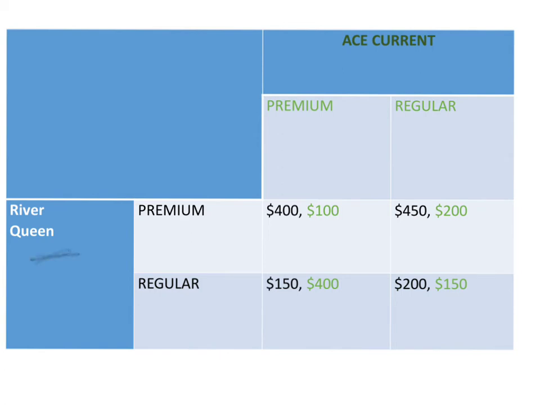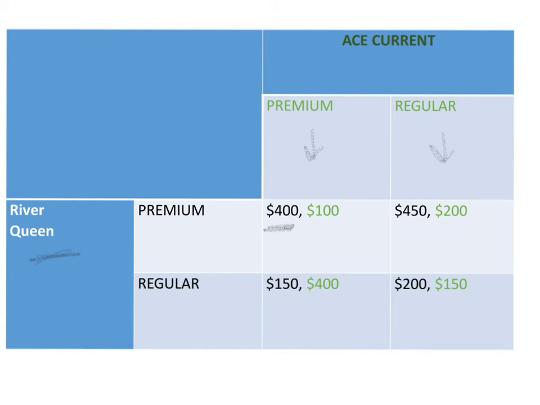River Queen is going to consider, what if Ace Current goes premium? Okay, if Ace Current goes premium, River Queen has two choices. They can either go premium as well, or they can go regular, right? They will decide to go premium because 400 is higher than 150. If they know that Ace Current is going to go regular, and we assume that both players know the payoffs in advance, what should River Queen do?